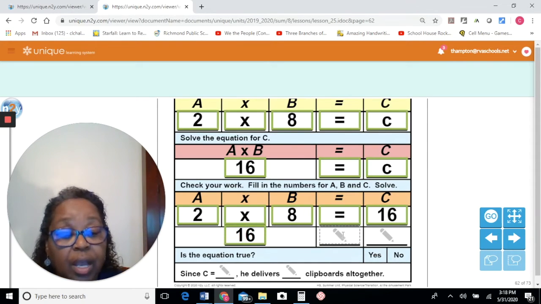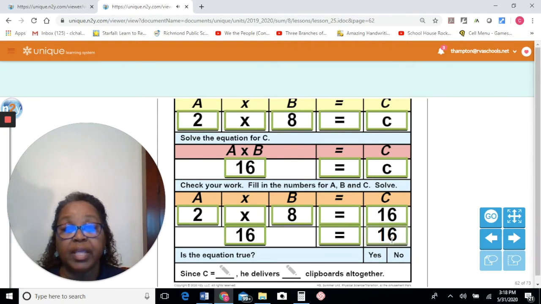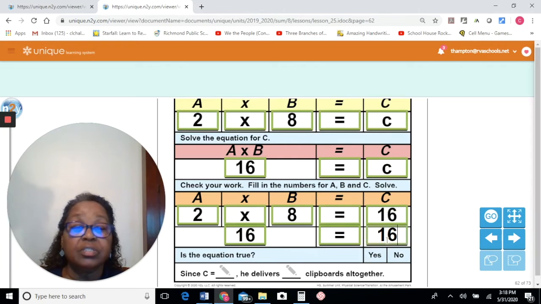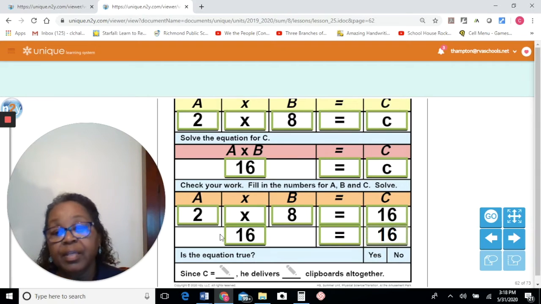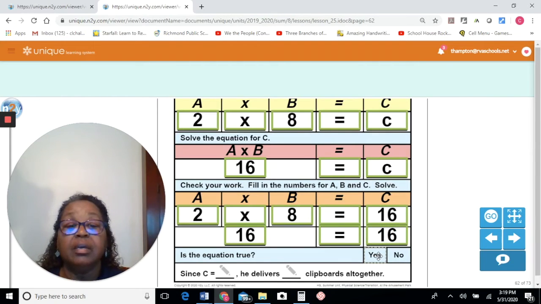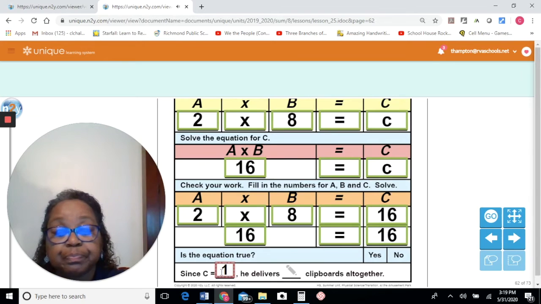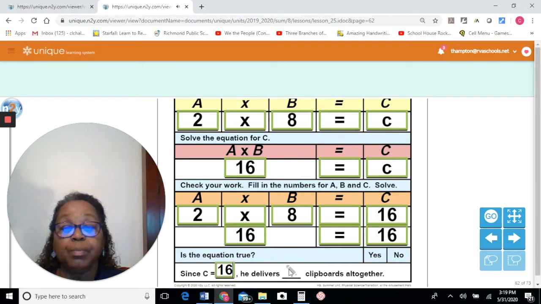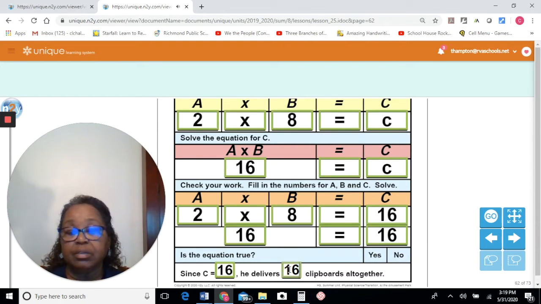Bring our equation, our equal sign down, and here we have 16 again. We just bring that information over. So this side of the equation, 16, this side of the equation, 16. 16 equals 16. Is the equation true? Yes, because the right side and the left side of the equation say the same thing, the same answer. We know it's true. So since C is 16, he delivers how many clipboards? 16 clipboards. Excellent, guys and girls.